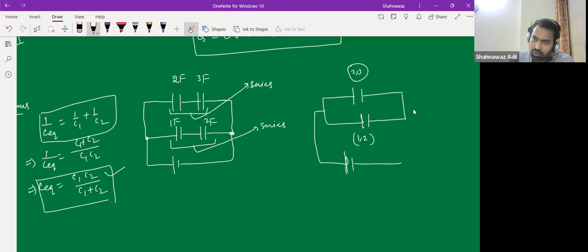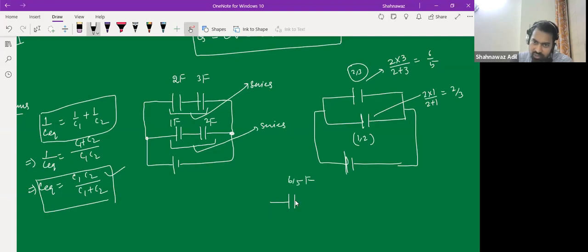So you see that these are in series. So this would be 2 into 3 divided by 2 plus 3. So this is 6 by 5, and this is how much? So this is 2 into 1 divided by 2 plus 1. So this is 2 by 3, right? So we have the effective capacitance as this is 6 by 5 farad, and this is how much? 2 by 3 farad.